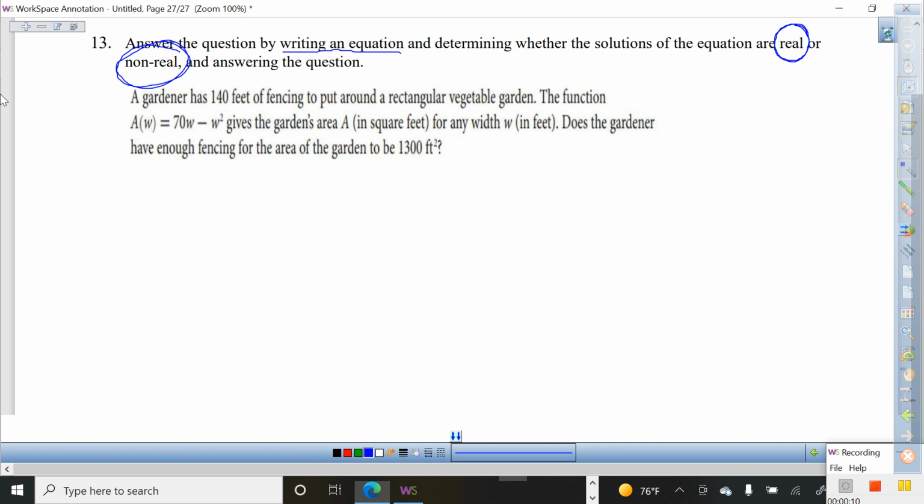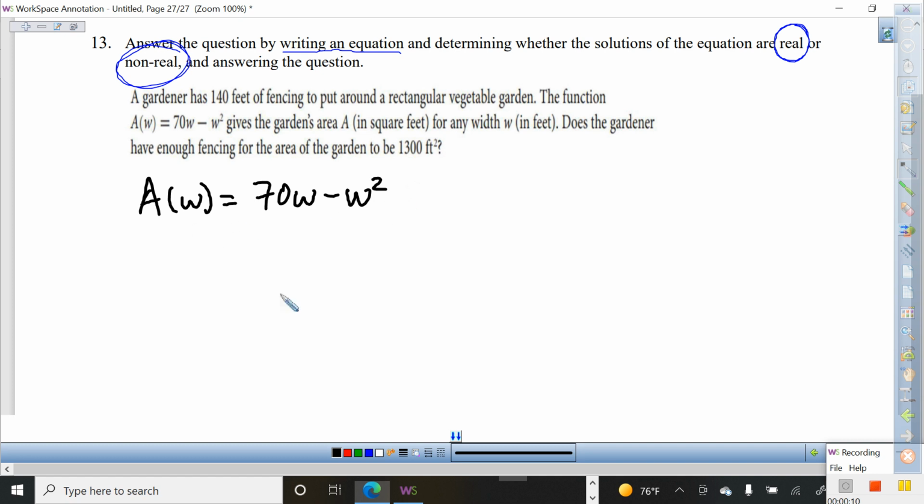But now we're going to apply to a word problem. Here we go. It reads, a gardener has 140 feet of fencing to put around a rectangle vegetable garden. The function A(W) equals 70W minus W squared gives the garden's area in square feet for any width W in feet. Does the gardener have enough fencing for the area of the garden to be 1,300 feet? So first things first, let's write our equation given. Write the equation given, which is A(W) equals 70W minus W squared.